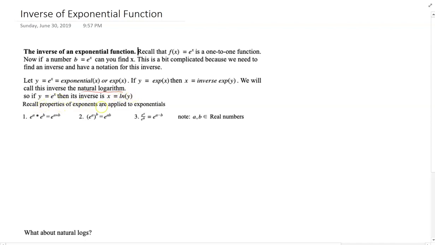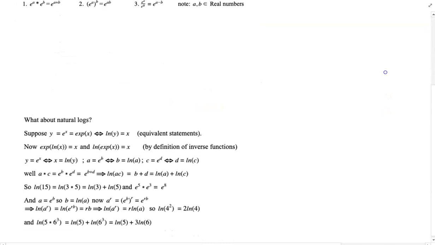So recall the properties applied to exponential functions. e to the a times e to the b will be equal to e to the a plus b. So it's the same base, you multiply, then you add the exponents, right? e raised to a times b is equal to e to the a times b. And then e to the a over e to the b is equal to e to the a minus b, right? Notice a and b are real numbers.